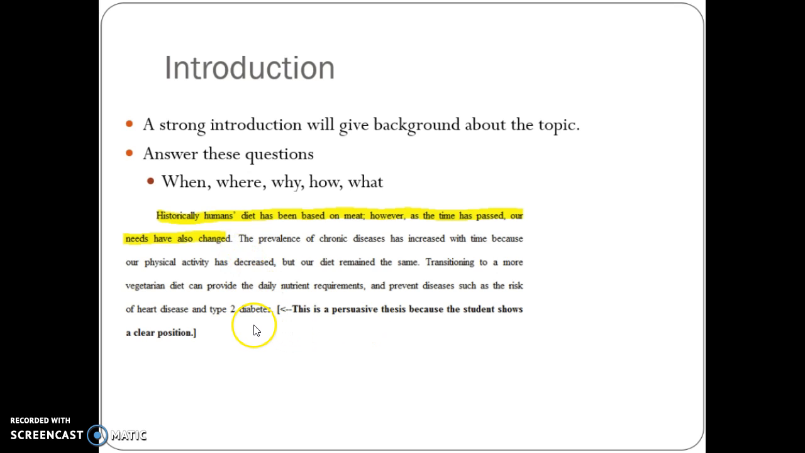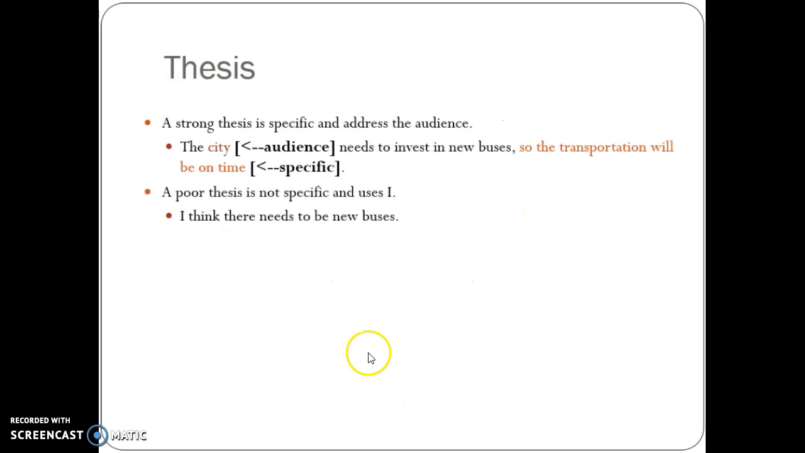The next portion of the introduction is the thesis, and as you remember, the thesis is what the entire essay supports, and that should be found in the last sentence of the introduction. So let's talk about the two parts of a thesis that you should include. I want to see that you have an audience and also that audience is trying to solve a specific problem.